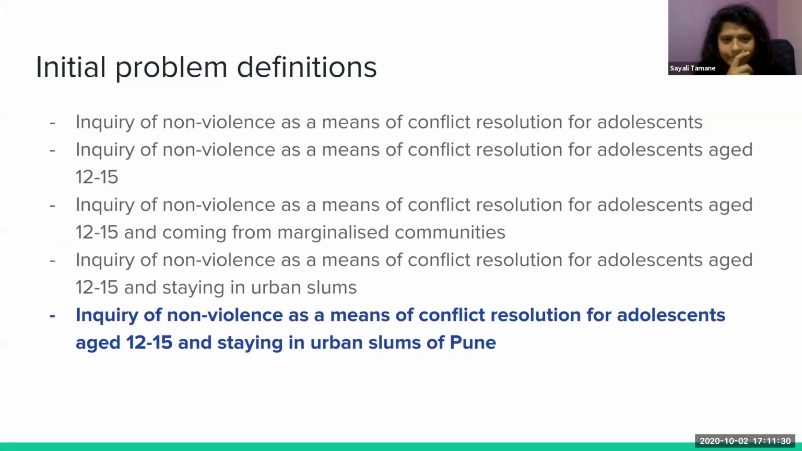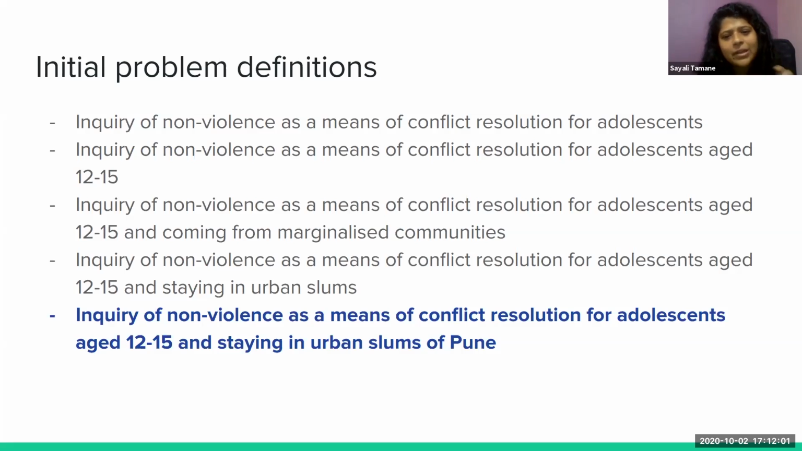So for the initial problem definition, we went through an iterative process of defining the problem. The initial definition was very broad. It just said inquiry of non-violence as a means of conflict resolution for adolescents. But then when we started thinking about this, we got inputs from the facilitators, and they started asking us questions, and we realized, oh, this is too broad. Let us go deeper and see.